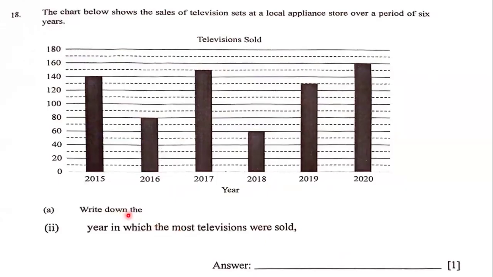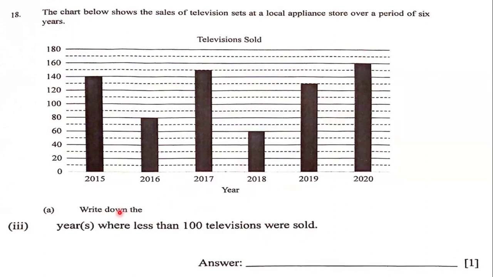Next, it says write down the year in which the most televisions were sold. And the year in which the most televisions were sold was definitely 2020, right here. That was 160. Next, they want us to write down the years where less than 100 televisions were sold. And those years are definitely 2016. Notice that there's only 80. And then 2018, which is 60. And so the answer is 2016 and 2019.